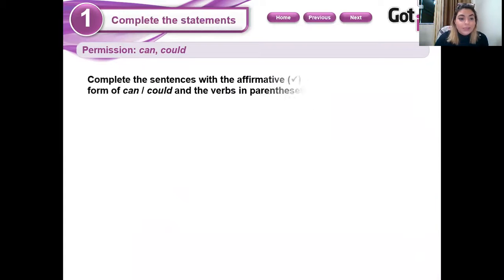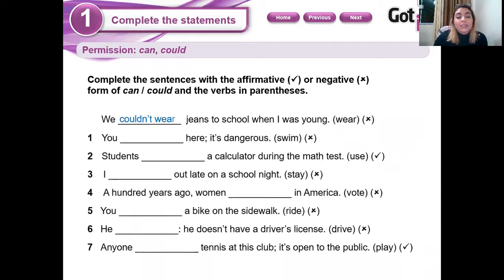So let's do some exercises. Complete the sentences with the affirmative or negative form of can or could, and the verb in parentheses. So guys, in here, you have to pause the video and do it in your notebook because I'm going to keep correcting, okay? Go.